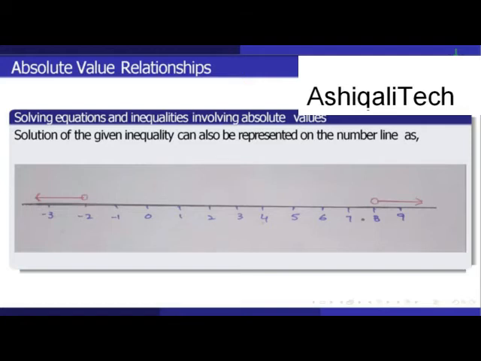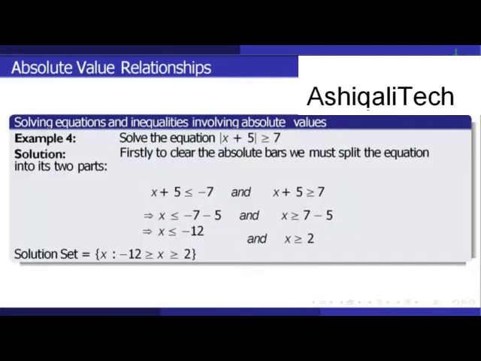We solve example number 4. Solve the inequality |x plus 5| is greater than or equal to 7. First, to clear the absolute bars, we must split the inequality into two parts. That is, x plus 5 is less than or equal to minus 7, and x plus 5 is greater than or equal to 7. So we get x is less than or equal to minus 7 minus 5, and x is greater than or equal to 7 minus 5.